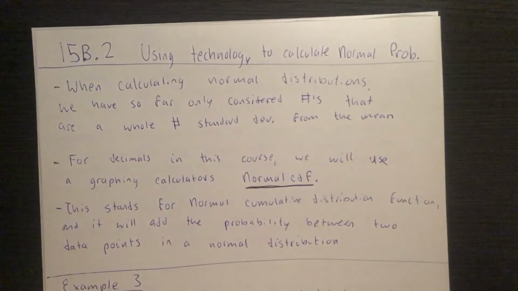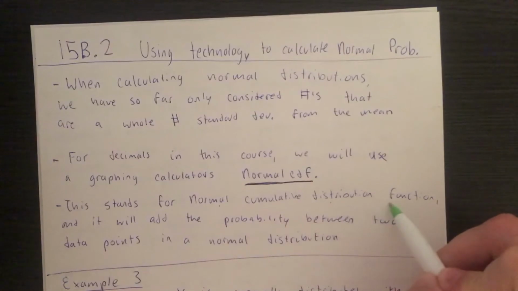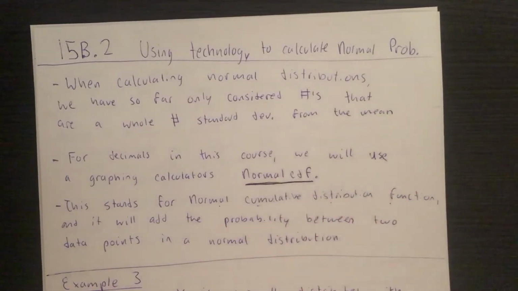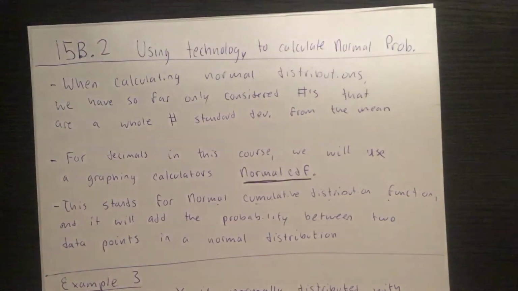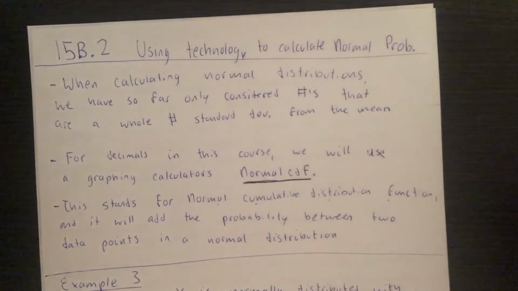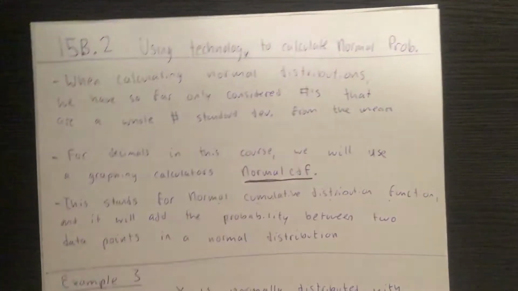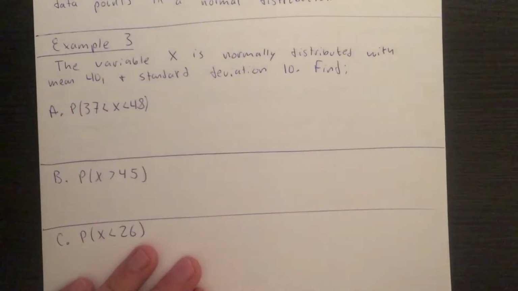Now, what the normal CDF does is it stands for the normal cumulative distribution function. So basically with any normal function, it's going to accumulate between two data points in a normal distribution. And so we're going to look at what that looks like. I'm going to use the TI Graphing Calc 83 app on the calculator. If you have a TI 83 or 84, it should roughly be the same thing. If you're using the TI Graphing Calc 83 app, you can just hop in and follow along here.